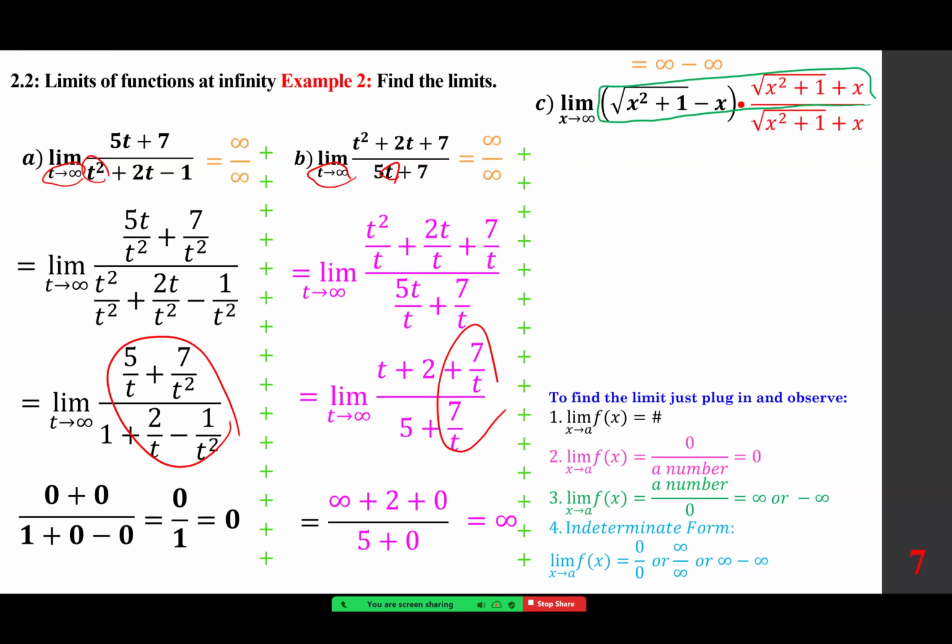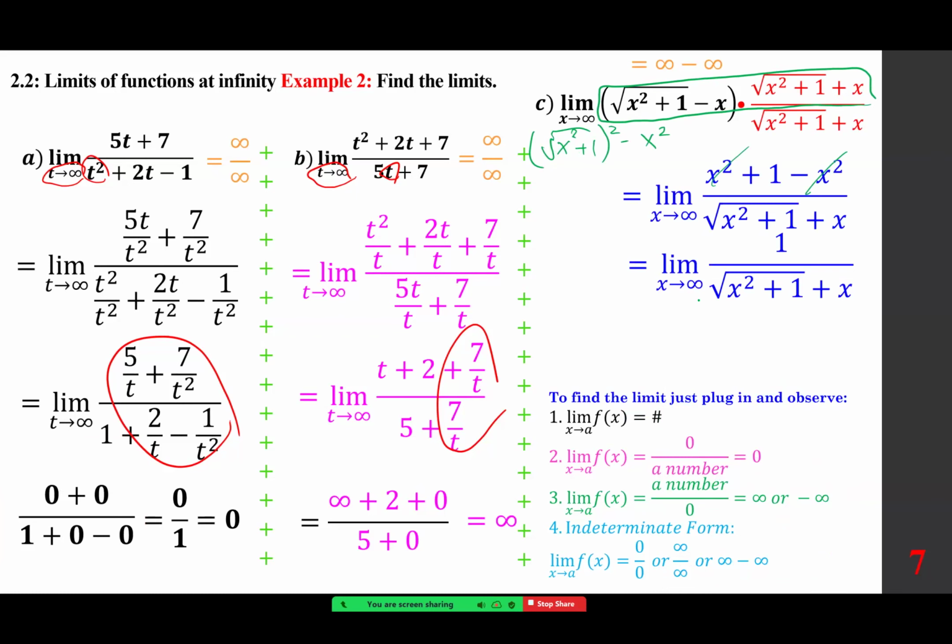numerator and we get the following: square root of x squared plus 1 quantity squared minus x squared. So it comes out, these two cancel each other. And now if you plug in infinity, the denominator is infinity plus infinity, and any number over that is equal to 0. So in this case, we ended up having 0 as the answer.